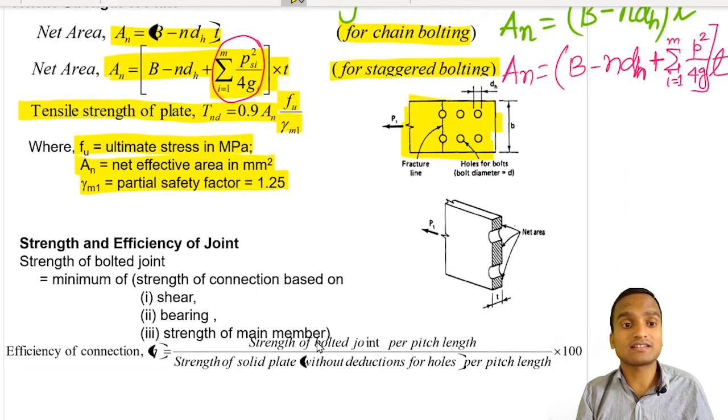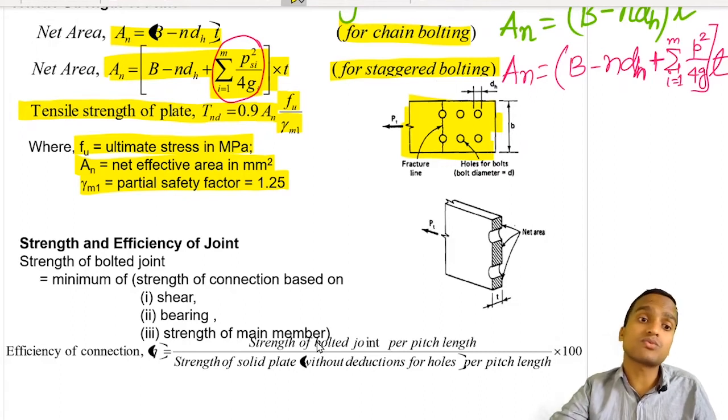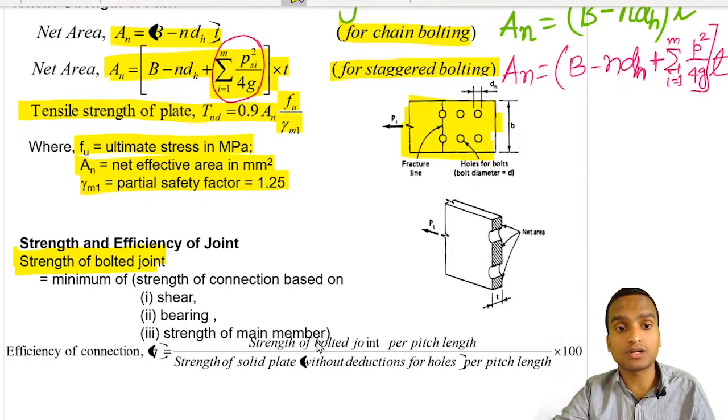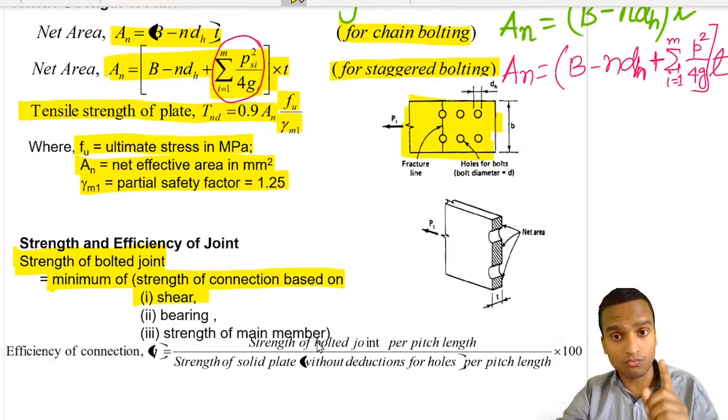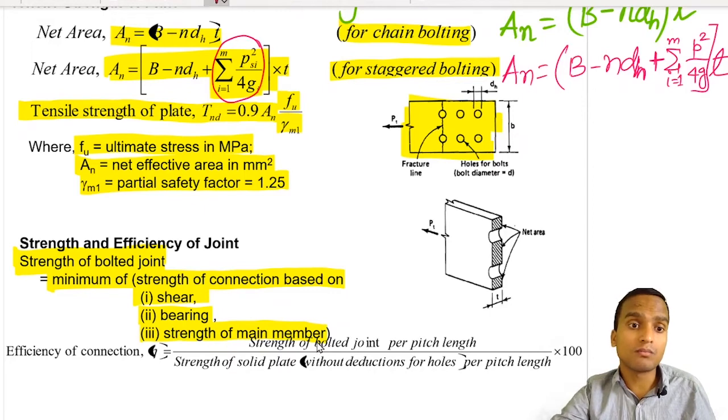And then finally it is asked the strength of joint. What is the strength of joint and what is the efficiency of joint? Now the strength of bolted joint, in most of the lap joints and butt joints, is equal to the minimum of these three strength values. First one is the shear strength of the bolts. Now we have to multiply the shear strength of one bolt into the total number of bolts. Second one is the bearing strength of joint, which is equal to bearing strength of one bolt into total number of bolts. And third one is the tensile strength of the plate. Okay, so here we have to take the minimum of three strength values. And if we take the minimum of these three strength values, that becomes the strength of bolted joint.